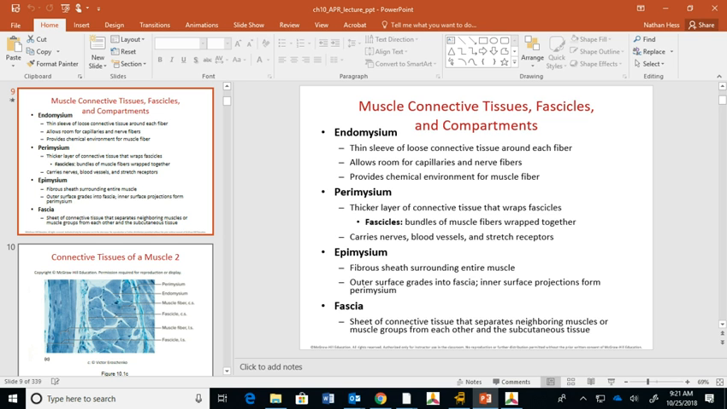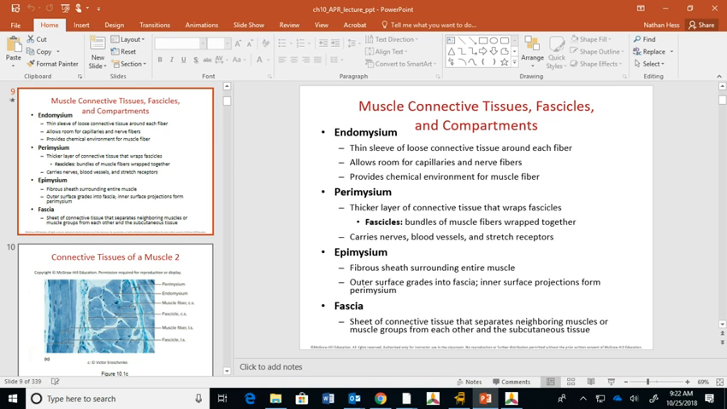Endomysium. It's loose connective tissue, and it's wrapped around each fiber. Why is it wrapped? Well, we want to provide support and an area for nerves and blood supply to come to each one of those fibers, because each fiber needs someone to tell it, hey, contract, contract, contract. And each fiber needs tons of blood so that it can get the ATP and the oxygen and the nutrients it needs to actually be able to perform. So that's what the endomysium does.